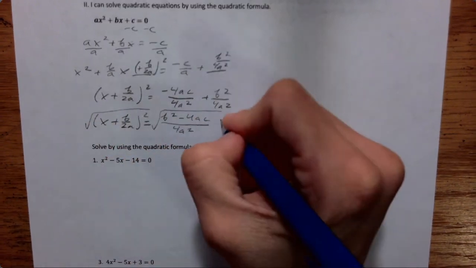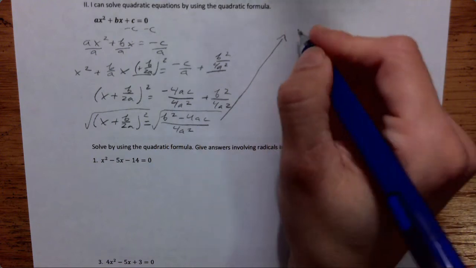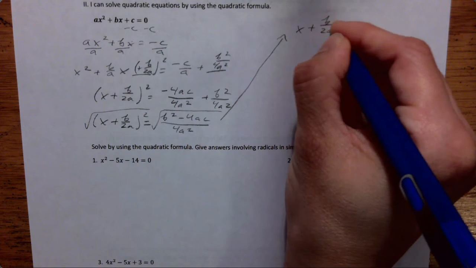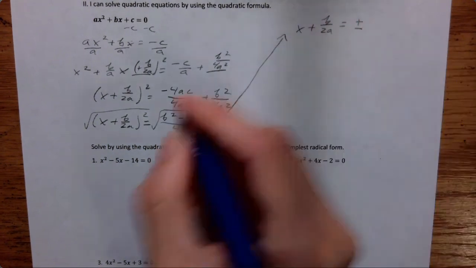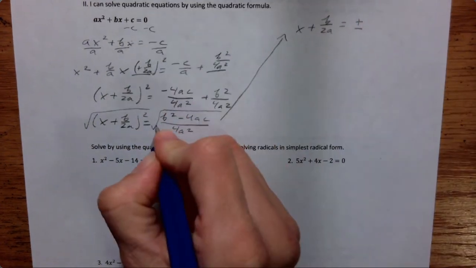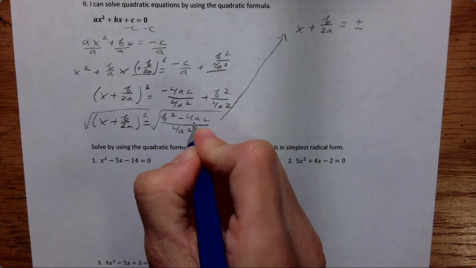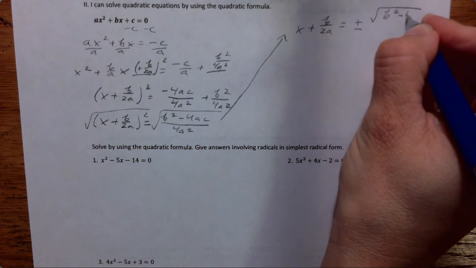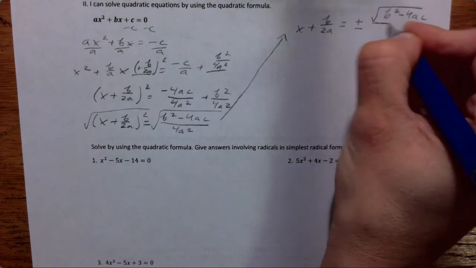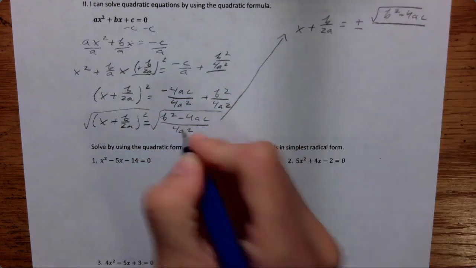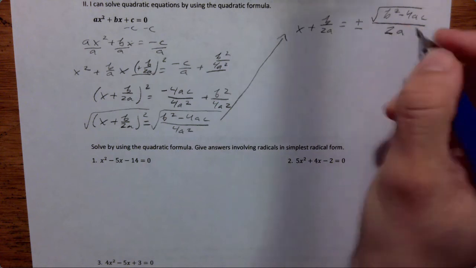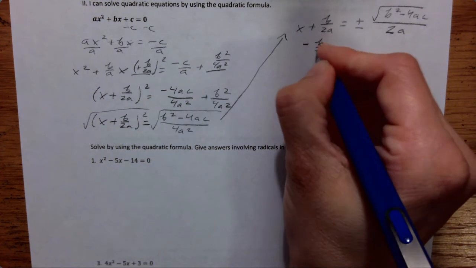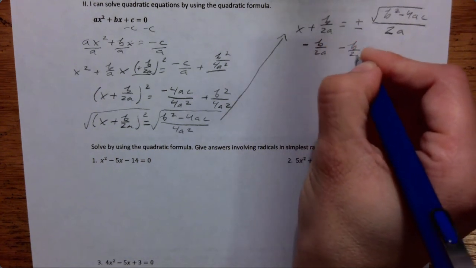So I'm going to go ahead and do my work up here. So I'm left with x plus b over 2a is equal to plus or minus. The numerator I can't simplify because this is a whole unit. It's a quantity together, and I can't take the square root of it. So I'm left with b squared minus 4ac. But in the denominator, I can take the square root of 4a squared, which is going to leave me with 2a. And then in order to isolate x, I'm going to subtract b over 2a from both sides.